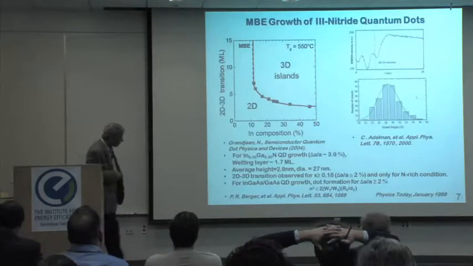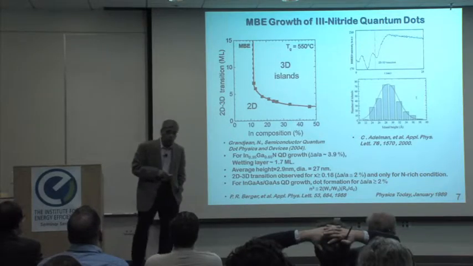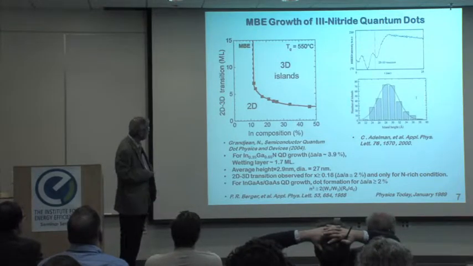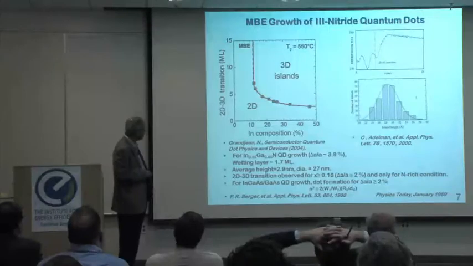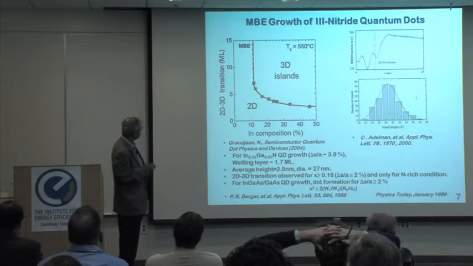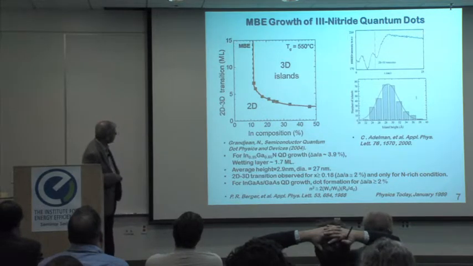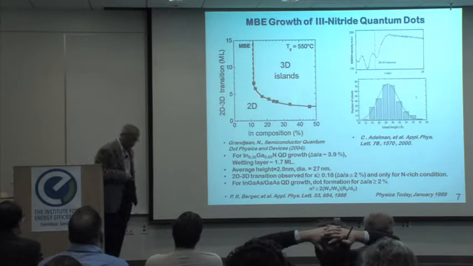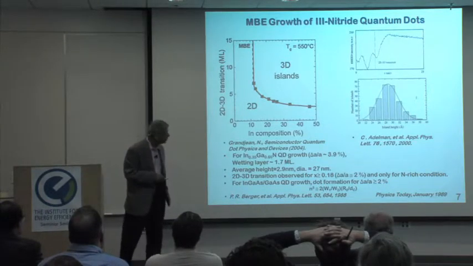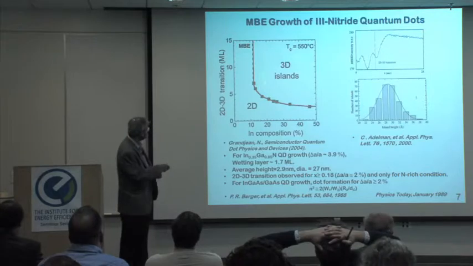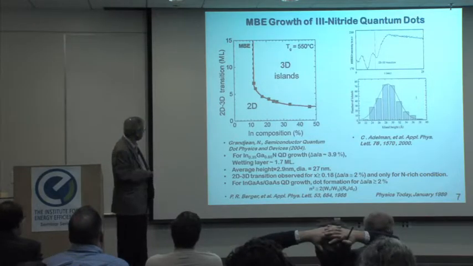So we were not really the first ones to grow quantum dots in this system. In fact, some beautiful work had been done by at least a couple of groups, and here are some results. This is from Nicolas Grandjean's group, very early work. This is the thickness composition phase diagram. We use it as guidance to grow dots, so all the dots are grown in this part of the diagram.